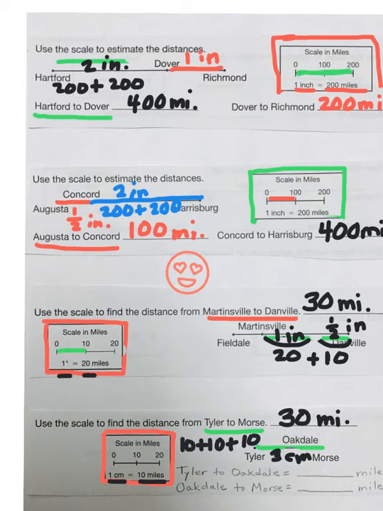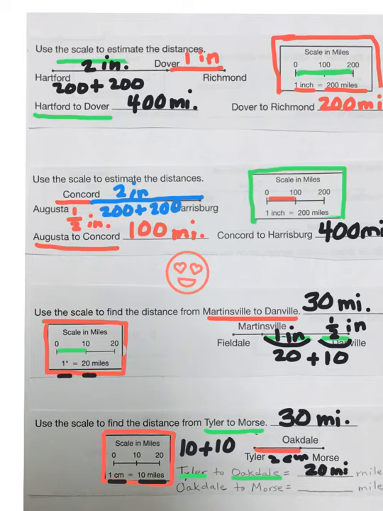Now let's go back and erase this so we can see the other cities that are asked for. Now we're going to be asked for Tyler to Oakdale. Let's use red for that. Tyler to Oakdale. And then if we measure that with our centimeter side of the ruler, we'll see that it's 2 centimeters. Well, we know 10 plus 10 more, right? For the 2, that would be 10 plus 10 is 20 miles.